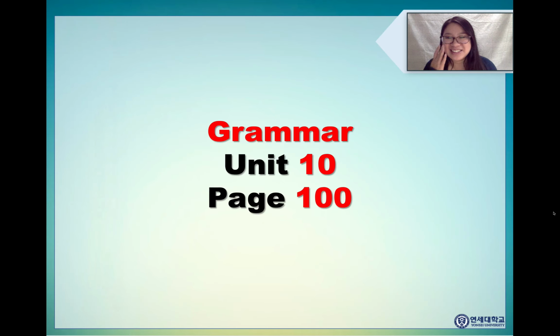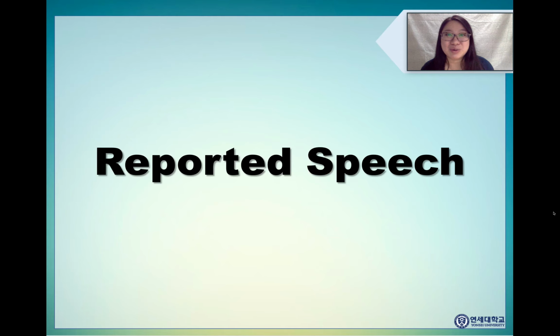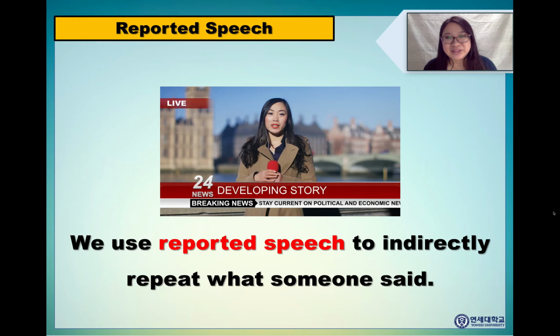Okay, next, we're going to talk about grammar in this week, as usual. This week, we're going to learn about reported speech. Reported, just like a news reporter or a science report. We use reported speech to indirectly repeat what somebody said.